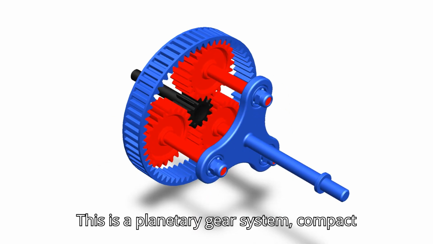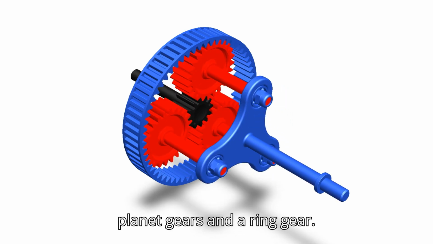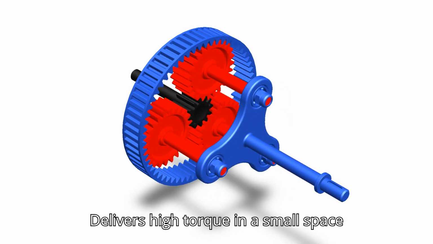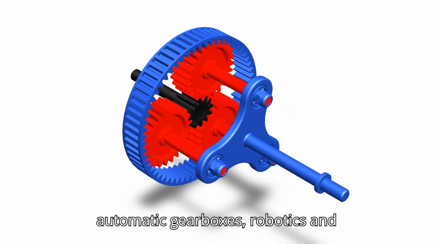This is a planetary gear system, compact and powerful. It has a sun gear, planet gears, and a ring gear. Delivers high torque in a small space with smooth rotation. Used in automatic gearboxes, robotics, and turbines.